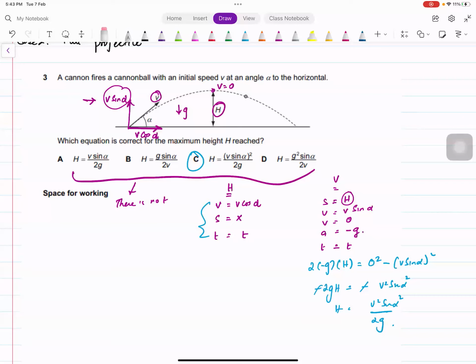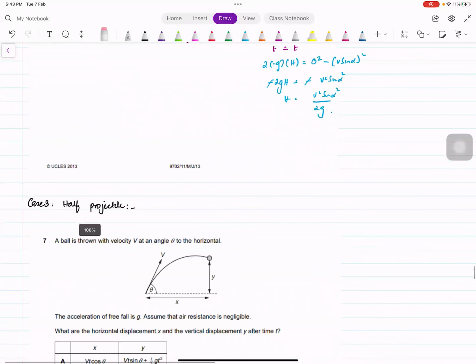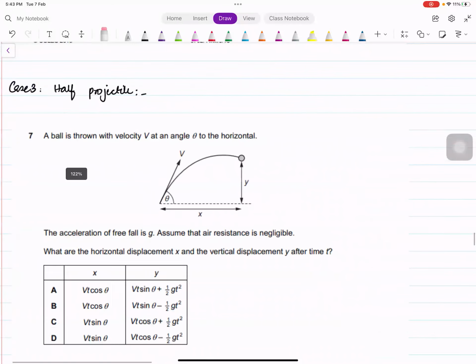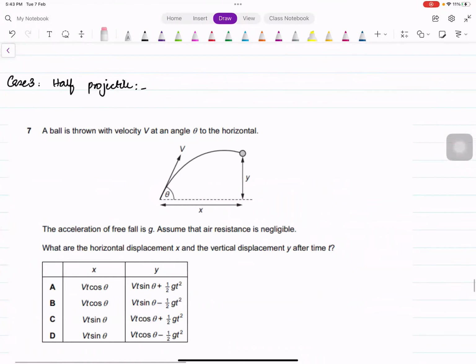So then let's go and do the next one. So half the projectile is done. Now this one is very simple. Again, it asks for the horizontal displacement x and the vertical displacement y after time t, which is pretty easy. Again, you need to fill up the information.